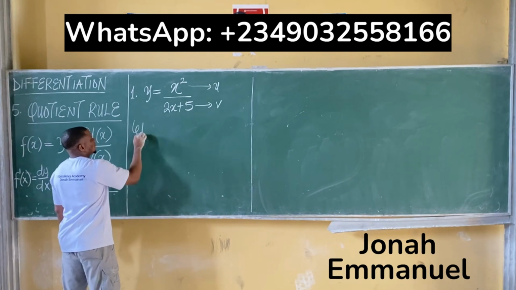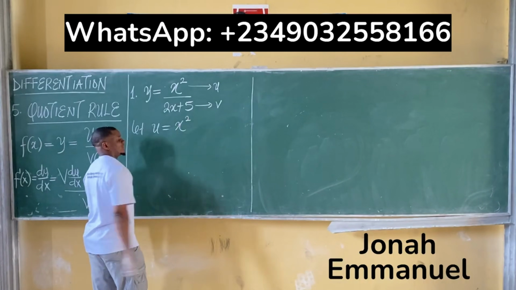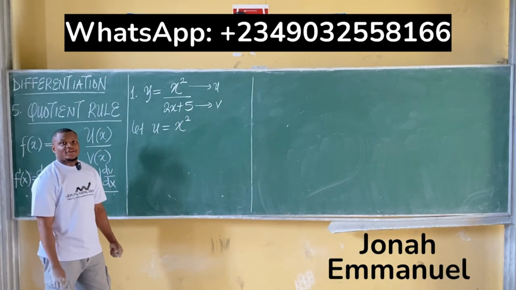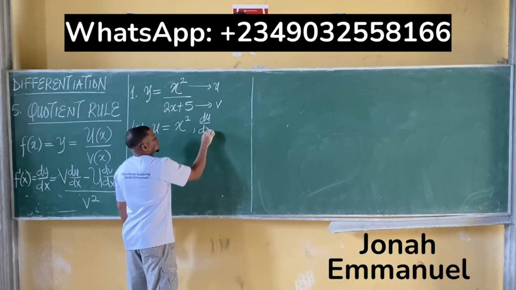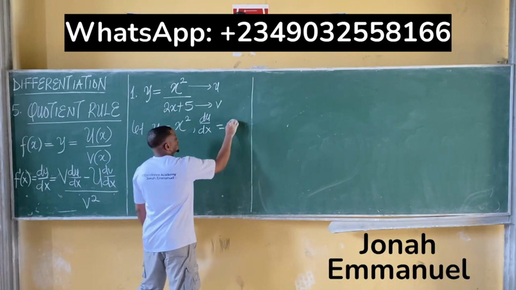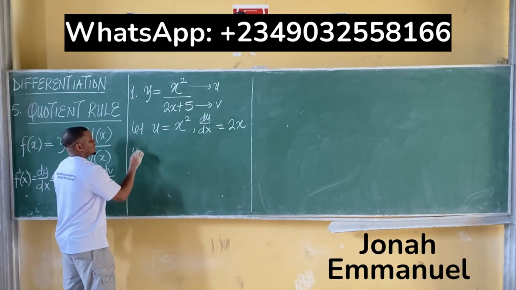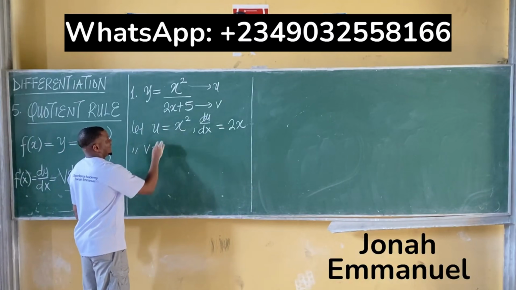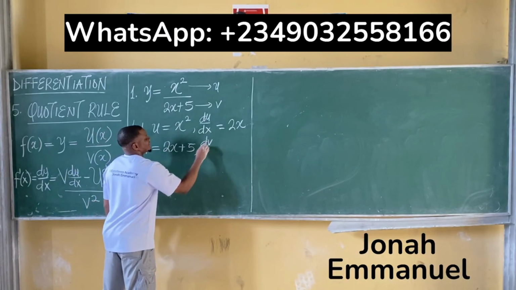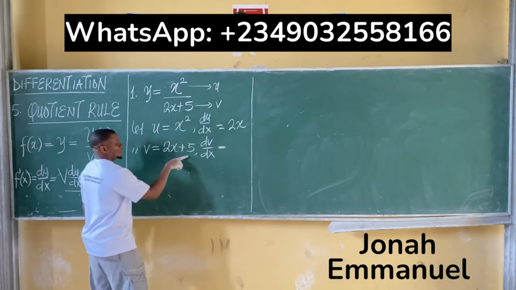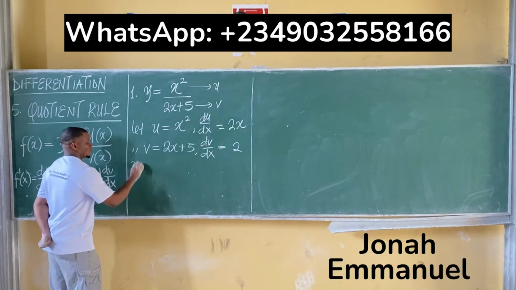You say let U be equal to numerator. What's numerator there? X squared. Differentiate U with respect to X. Get the du dx. What's the du dx here? 2x. So you have this. Also, let V be equal to what's V there? 2x plus 5. Please, what is the dv dx? What do you have there? 2.